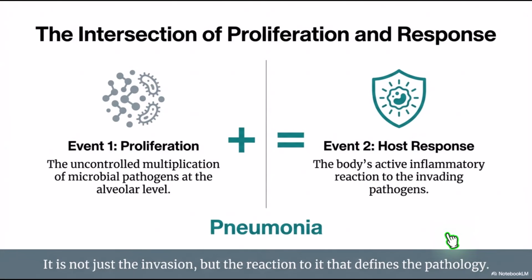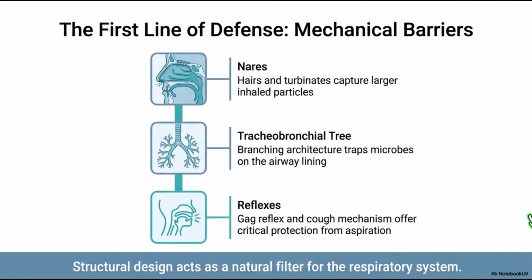It has a beautiful title, The Intersection of Proliferation and Response, and it shows what happens first, which is the proliferation event, and then what it leads to is shown as event 2, and then the key point is mentioned separately at the bottom. Then the next slide is this, where the visuals are so beautifully made, all by NotebookLM, to explain each of the points beautifully.